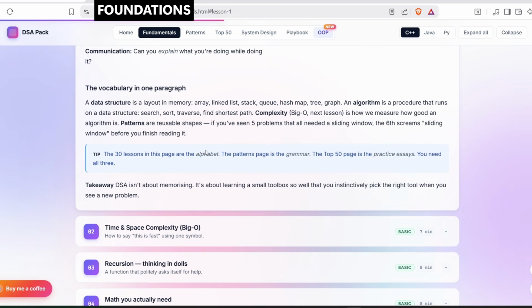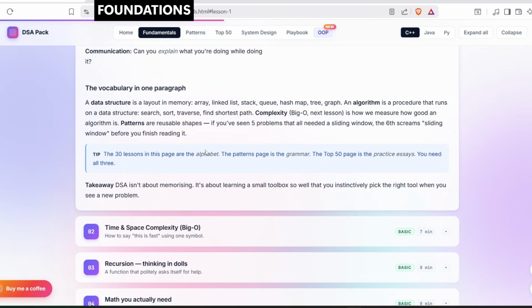A data structure is a layout in memory. Array, linked list, stack, queue, hash map, tree, and graph. An algorithm is a procedure that runs on a data structure. Searching, sorting, traversing, finding the shortest path. And we have complexity, big O. Next lesson is how we measure how good an algorithm is. Not only big O, we have small o, but I'm going to teach big O, which is more important and which we use in our daily LeetCode or Codeforces.